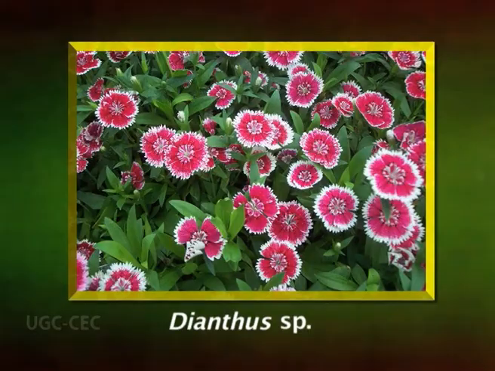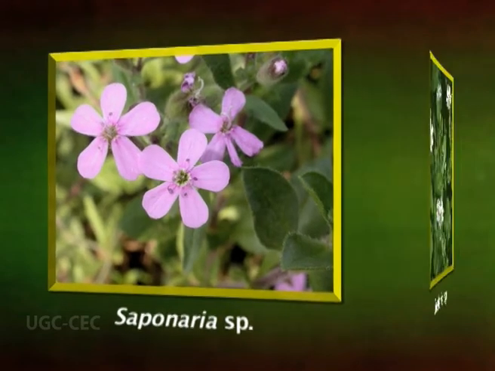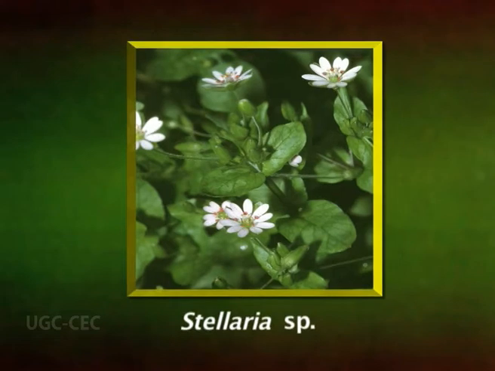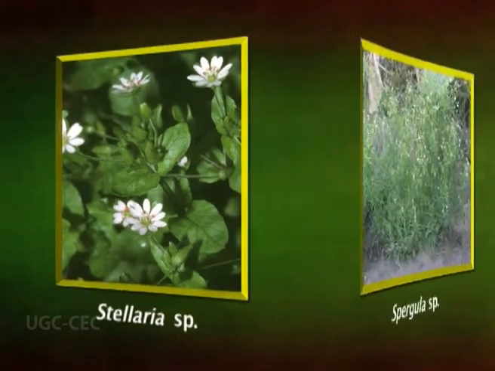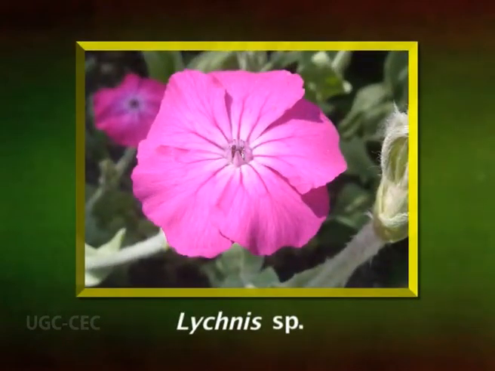The common genera of this family are Dianthus, which is cultivated as an ornamental, Saponaria, plants with abundant soapy juice, Stellaria, which is a herbaceous weed, Spergula, a common weed in or near the wheat and barley fields, and Lychnis with unisexual flowers, which is found usually in hills.